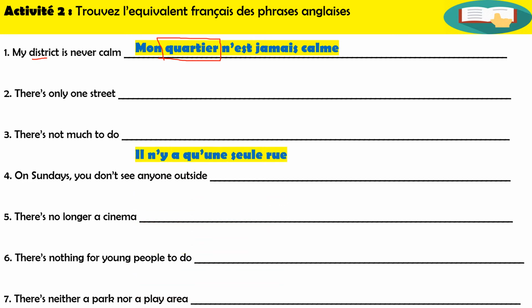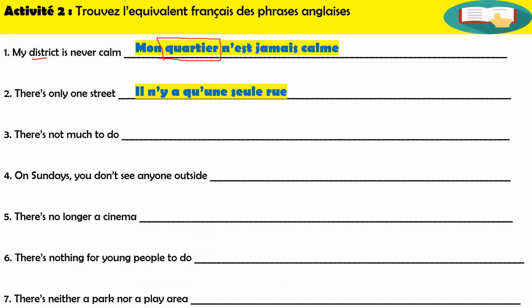There's only one street. Il n'y a qu'une seule rue. So il n'y a que is there's only, and then une seule is a single or one. There's not much to do. Il n'y a pas grand chose à faire, which literally means there's not big things to do.